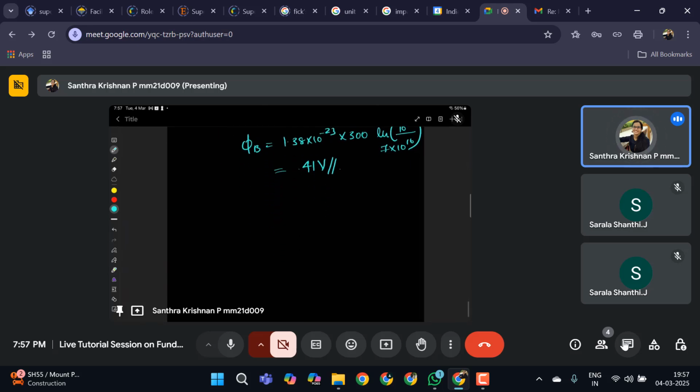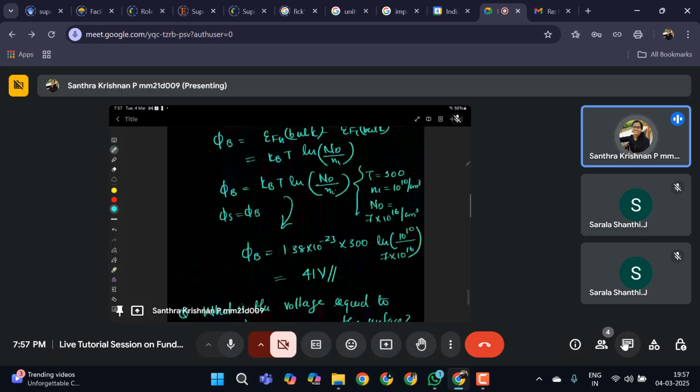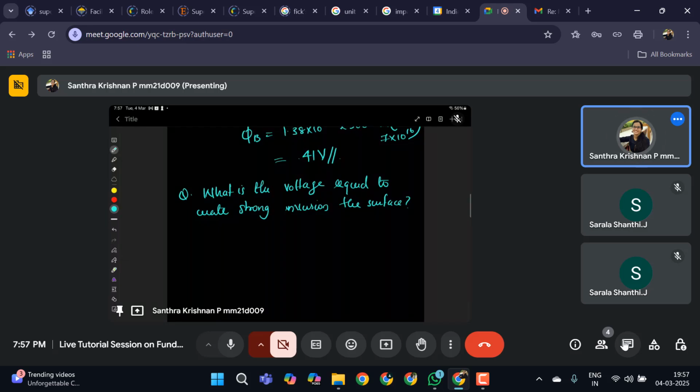As a continuity, the next question is a continuation using the same parameters. What is the voltage required to create strong inversion at the surface? Leaving everything else the same, like the same intrinsic carrier concentration, same level of Nd, same temperature, same material. Initially we saw the voltage required to make it intrinsic. Now what is the voltage required to make the surface strongly inverted?